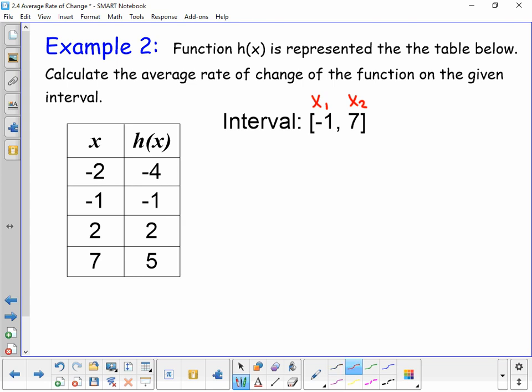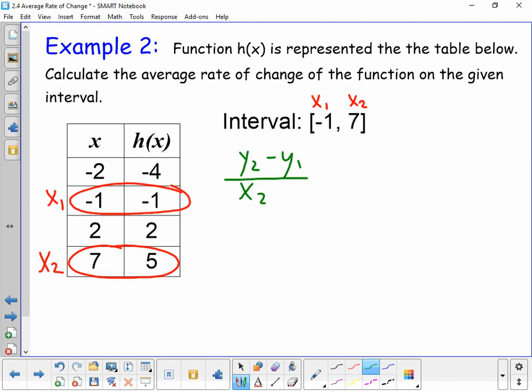So if I look over at my table, I can see my x1 right here and my x2 right here. Those are the 2 points we're going to use. And remember, the average rate of change is all about finding the slope, if we averaged out that curve. So we can use the slope formula, which you are familiar with, y2 minus y1 over x2 minus x1. And I showed you the function notation version of that, but they're really the same thing. It's the change in the y direction, or the rise, divided by the change in the x direction, which we sometimes refer to as the run.